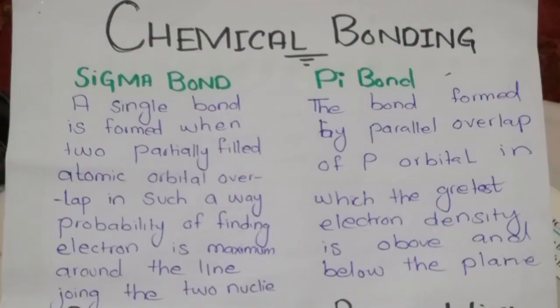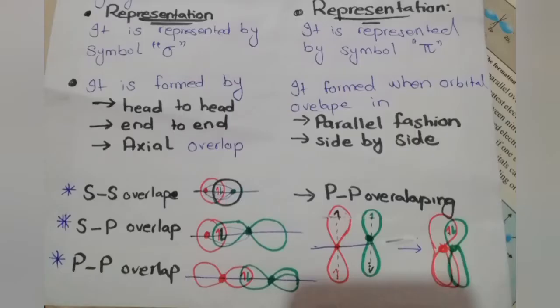A sigma bond is a single bond that is formed when two partially filled atomic orbitals overlap in such a way that the probability of finding the electron is maximum around the line joining the two nuclei. While a pi bond is formed by parallel overlap of p orbitals, when two half-filled orbitals overlap in such a way that the probability of finding the electron is maximum above and below the line joining the two nuclei.